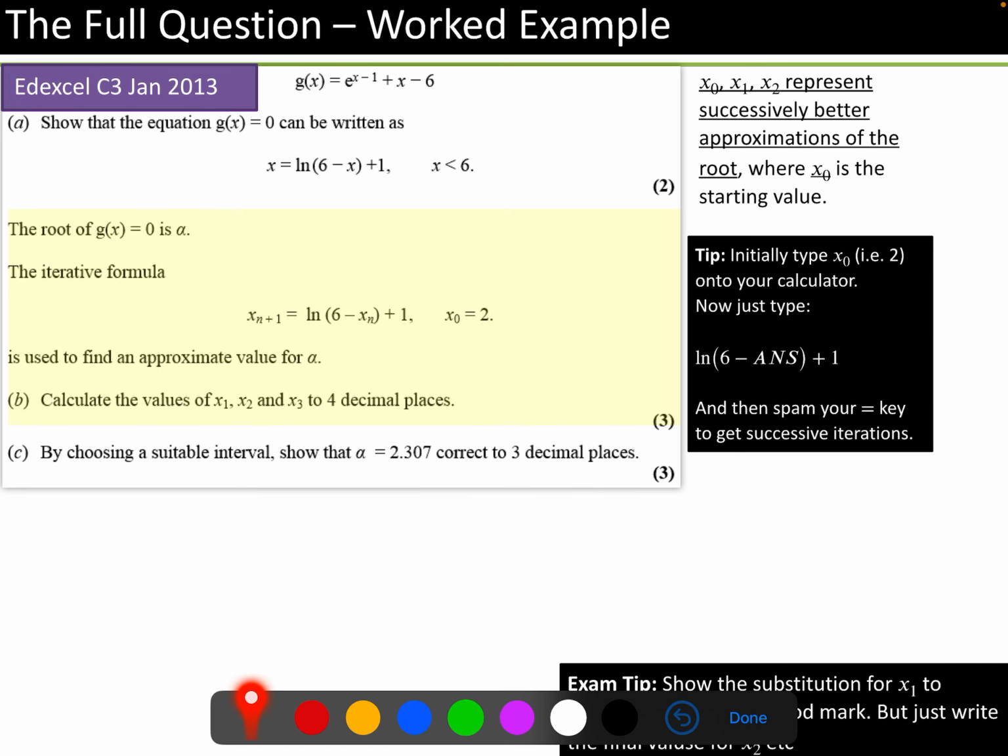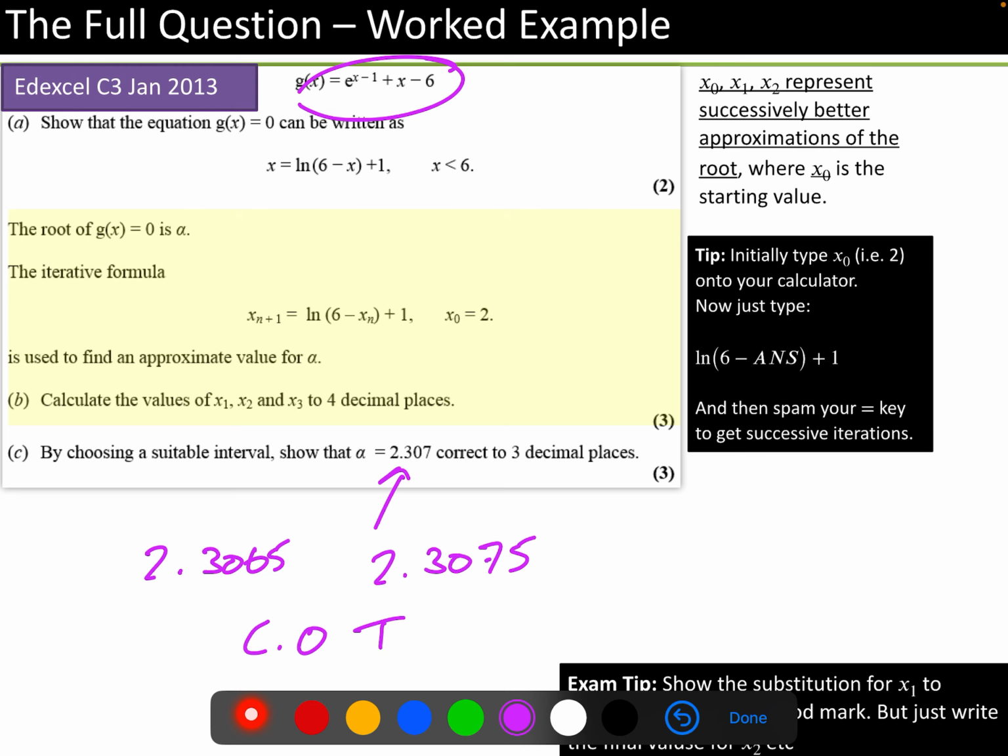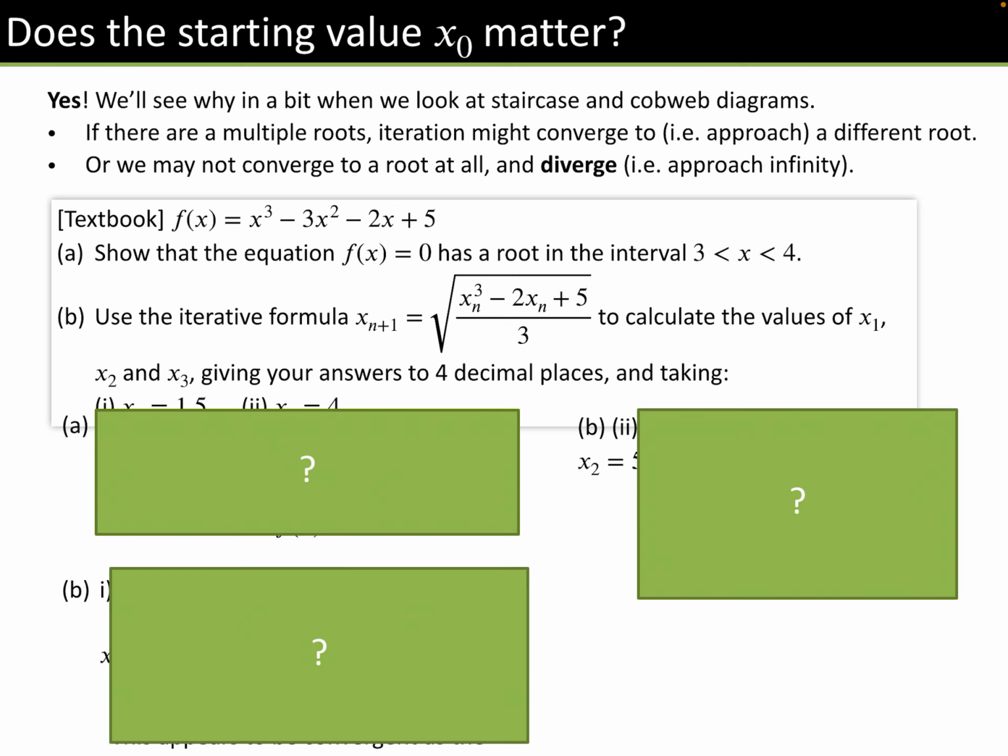C, this one here, that's what we actually did in the previous lesson. So the idea is that you would do 2.3075 and you would do 2.3065 in the original function. You would get a change of sign. You'd write your typical conclusion. Okay, so I'm not going to go over that one in this video.